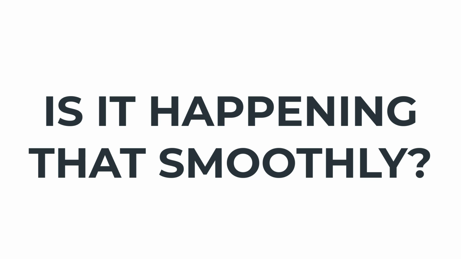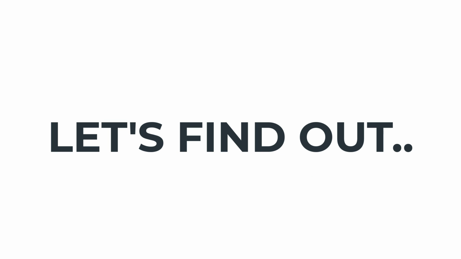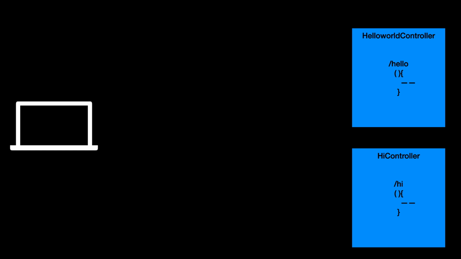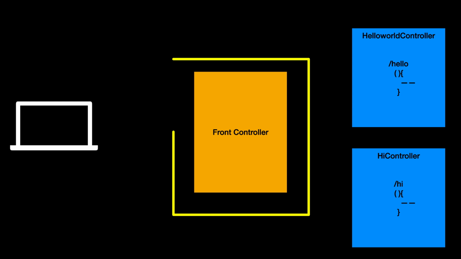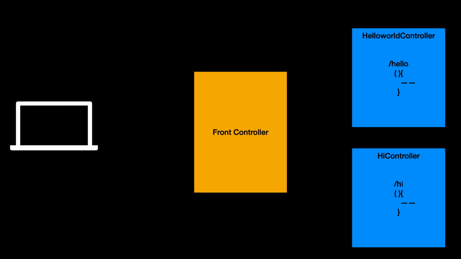But is it happening that smoothly? Let's find out. The flow that you have seen doesn't happen like that in real time. It works with the help of a front controller. So let's invite our main and important guy, the hero of our movie, the front controller. You can think of the front controller as the manager, the headmaster, the principal. It is the head of the body. This is the guy who is responsible for how the request will be managed and where it needs to be redirected.